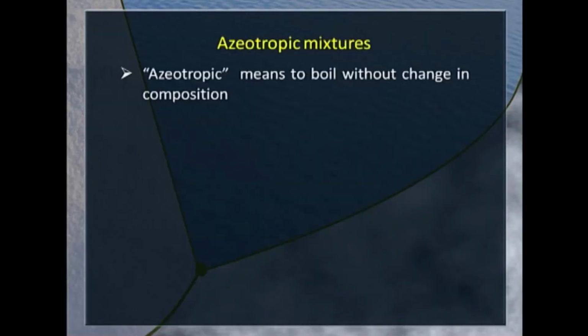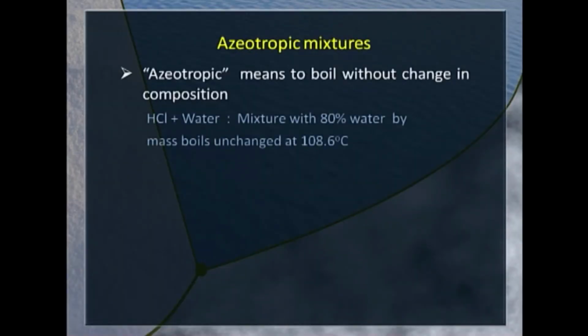As we have seen, a mixture of this composition boils without change in composition. Our attempt to separate the mixture by distillation fails. The entire phase diagram has this point where distillation is not possible. All other mixtures can be distilled in order to improve the purity levels. We have an example here which is like nitric acid. A mixture of HCl and water also gives an azeotropic mixture having 80% water with a boiling point of 108.6 degrees centigrade.